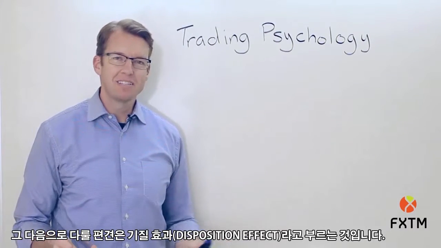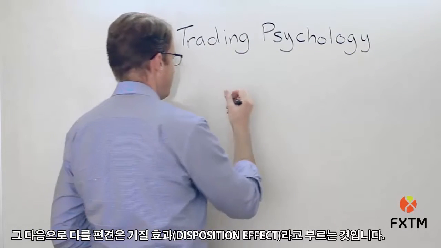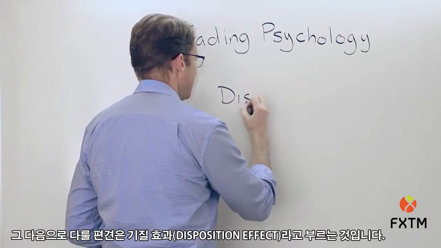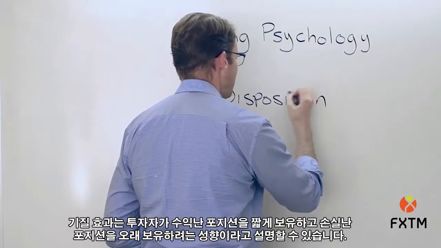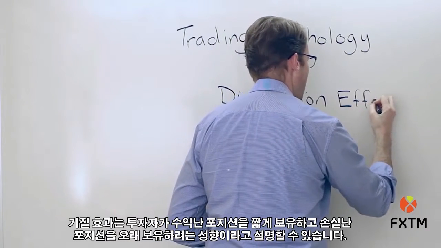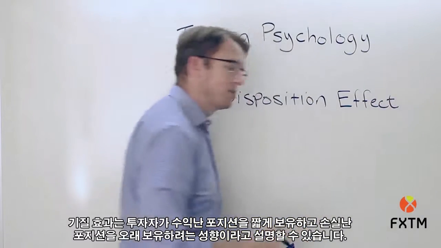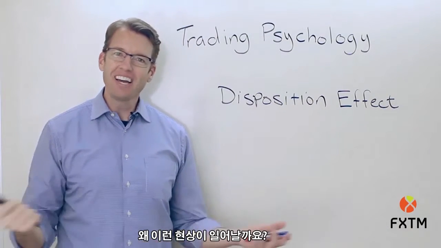The next bias that we all have to deal with is something that we call the disposition effect. Now, the disposition effect is something that we could also re-describe as the tendency that investors have to cut their winners short and let their losers run and run and run. Well, why is this?